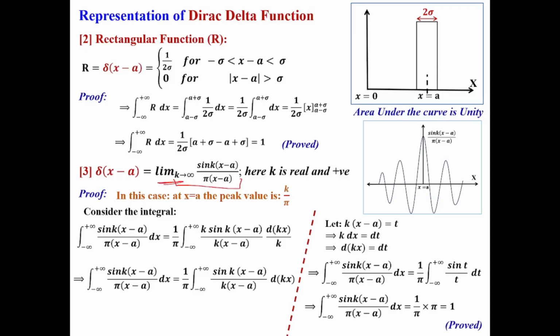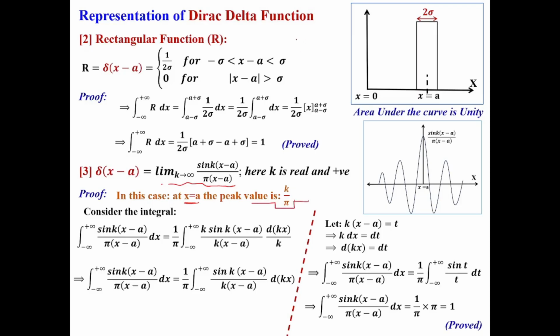Okay. So here this function is limit k tends to infinity of sin k(x minus a) by pi(x minus a), where k is real and positive. Now we have to prove that this function is a representation of the Dirac delta function. Here you can see in this case at x equal to a, the peak value is k by pi.